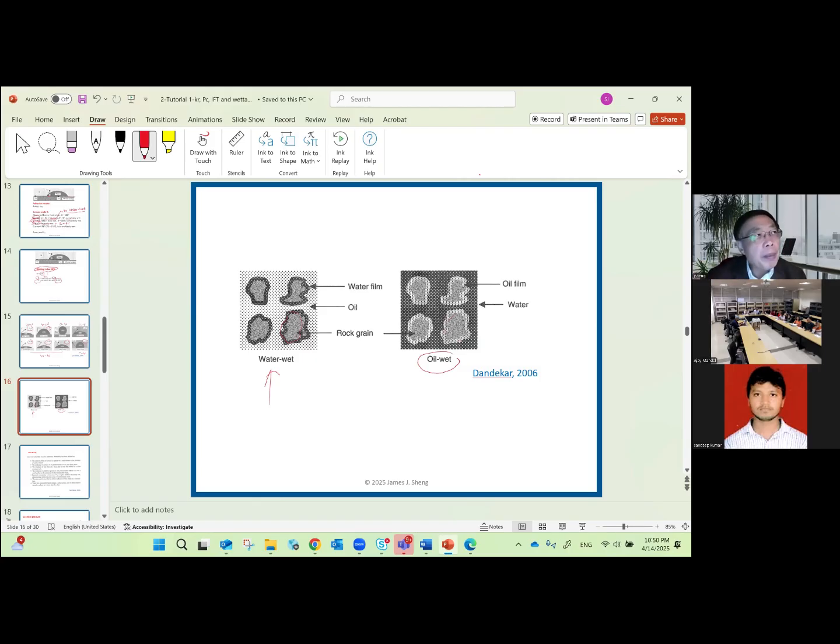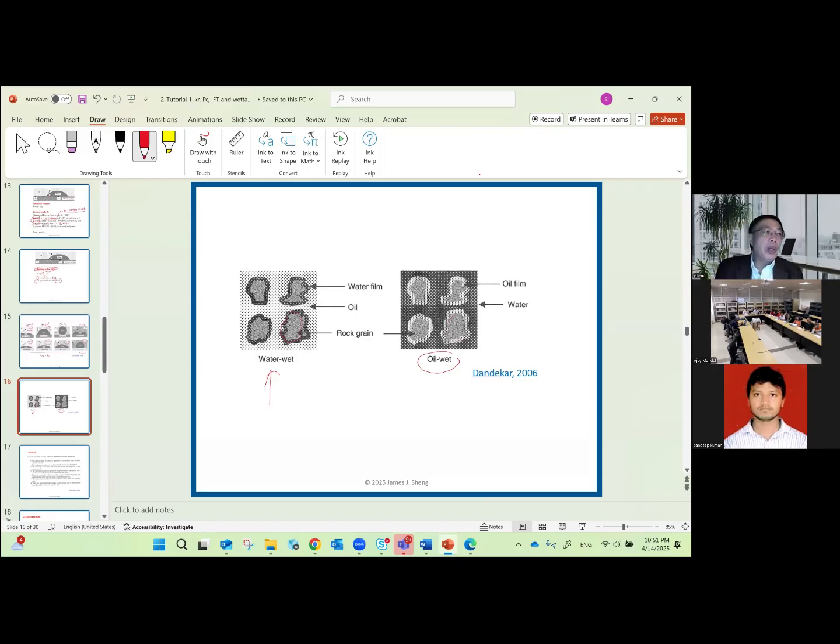But now, let me ask you a question. When we produce oil, do you wish the rock is oil wet or water wet? From this picture, you can see if it is oil wet, where oil will stick to the rock surfaces, then it will be more difficult to produce. So from this description, it looks like oil wet is preferred.